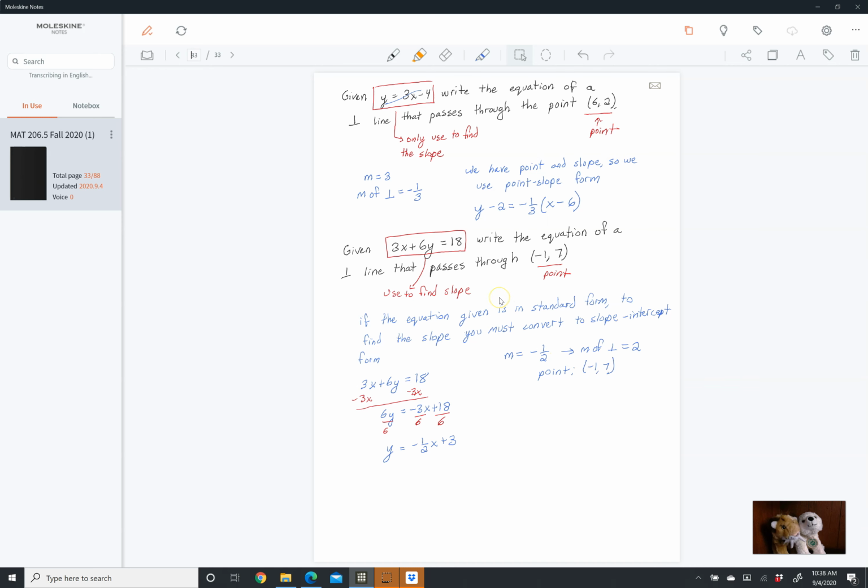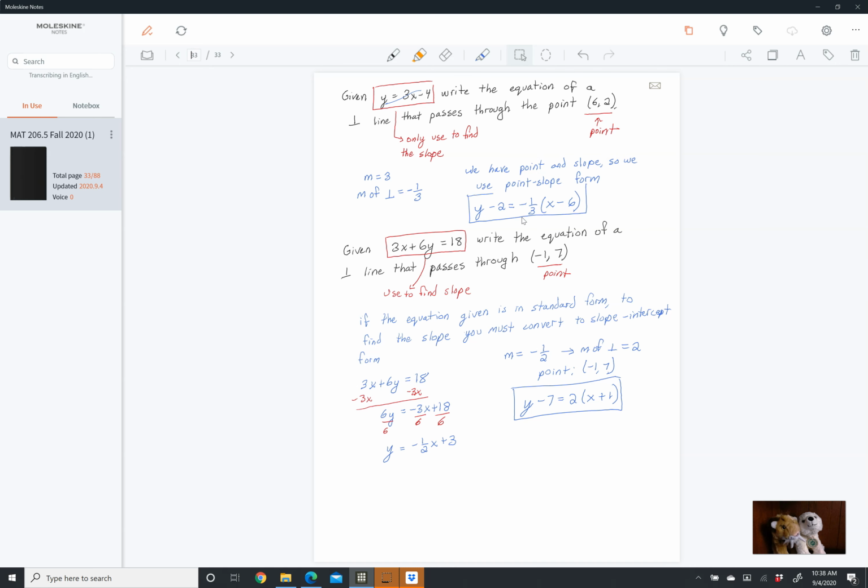So now we're going to put it in point-slope form. So we have y. The y value of our point is 7. So we do y minus 7. Then we have our slope, which is 2. And then we have x. And the x value of our point is negative 1. So x minus negative 1 becomes x plus 1. Okay. So this is the equation of our line. And again, we don't have to do anything with it because it didn't specify that we need it in any specific type of form. Okay.